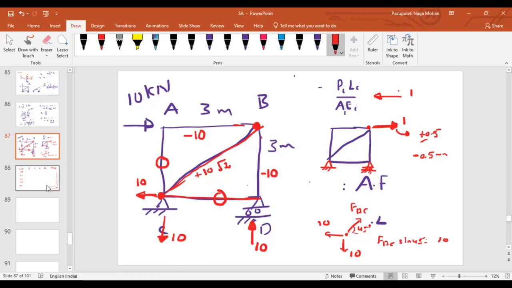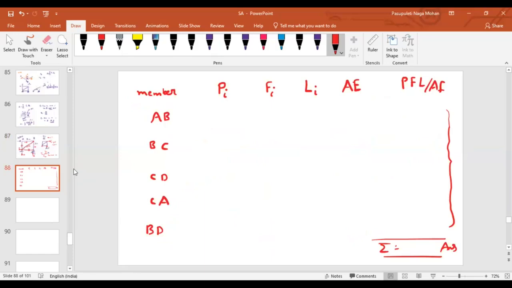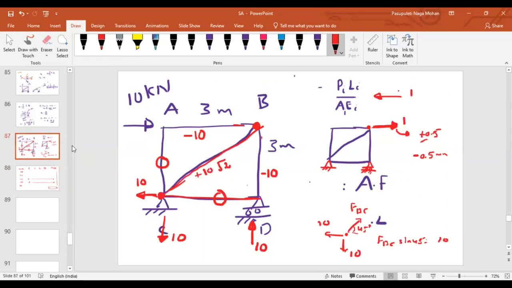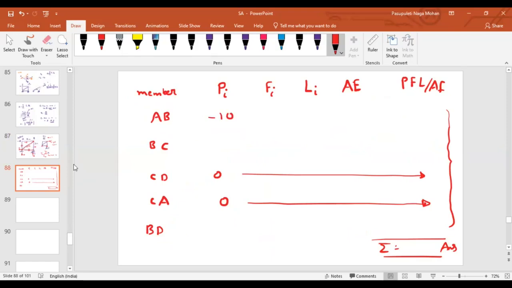So what are the zero member forces? AC and CD. As you can see, AC is 0, CD is 0. Is there any need to write these values again? No need, sir, because they are 0. It won't matter. Now, what about member AB? AB is -10, BD is -10, and BC is 10 root 2. So this is nothing but the applied forces.